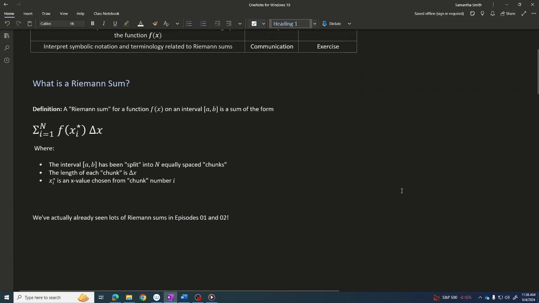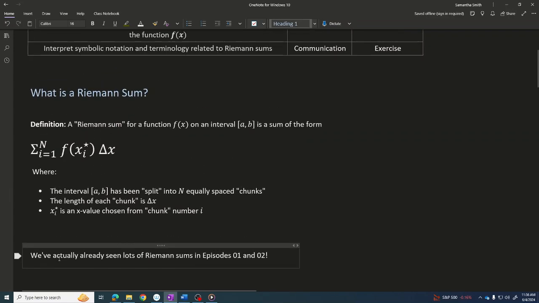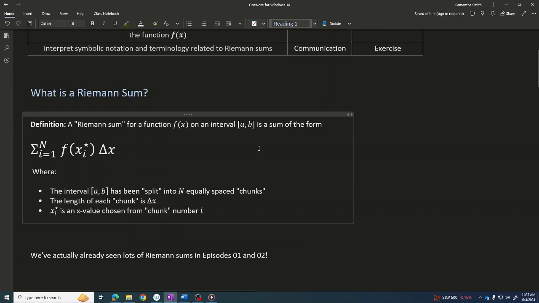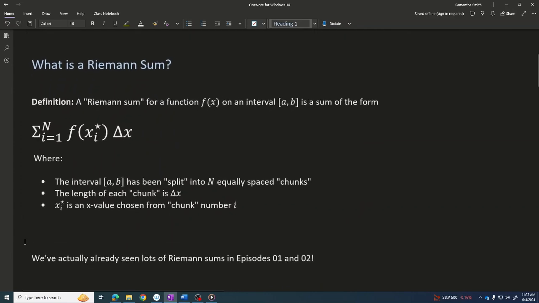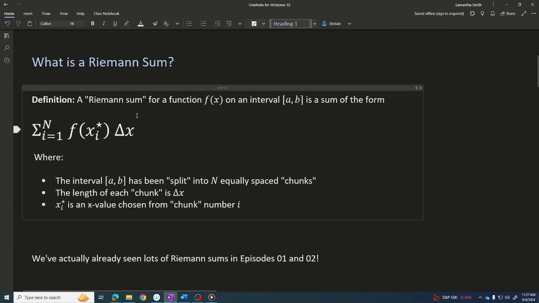What is a Riemann sum? If someone is talking about a Riemann sum for a function, specifically on an interval, say let's generically call it the interval from A to B, they're talking about a sum given by a somewhat specific type of formula. That sum needs to be of a formula that looks like this one. In summation notation, sigma, initial index 1, final index generically called capital N, f of x sub I star times delta x.